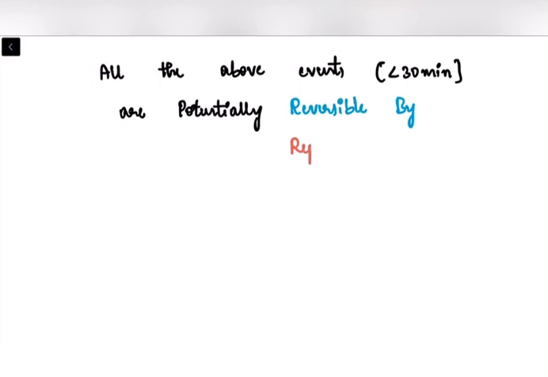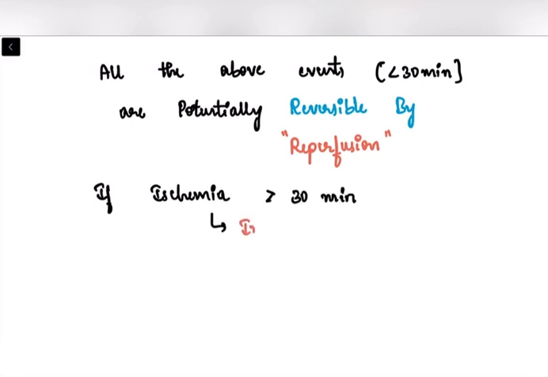If ischemia lasts longer, like more than 30 minutes, what happens? There is irreversible injury to cells of the heart. That is, myocyte death can happen, and that may undergo necrosis also. If ischemia is prolonged more than 30 minutes, that leads to myocyte death.